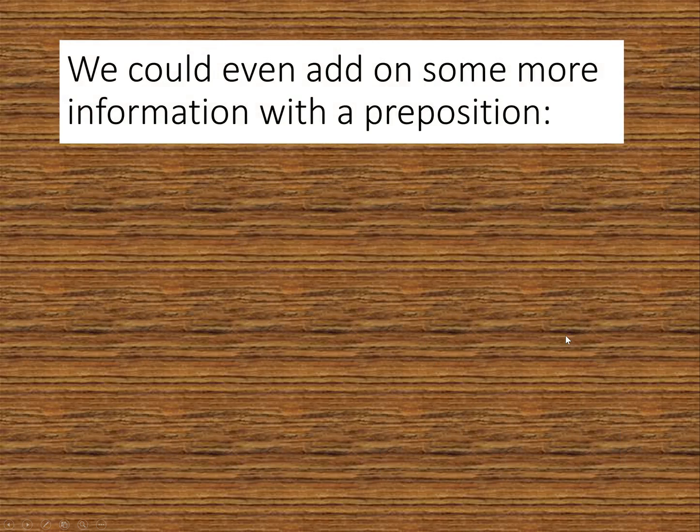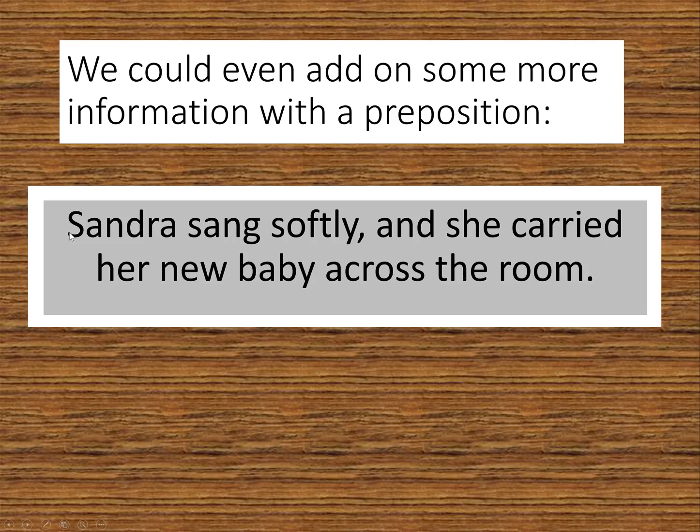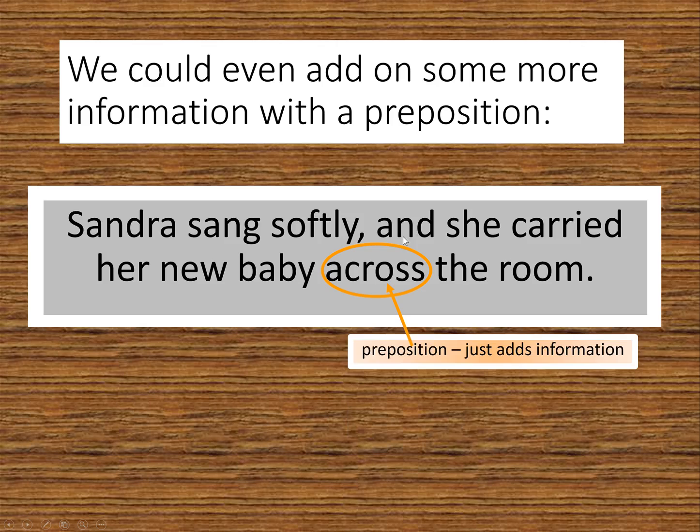All right, so we could even add on some more information with a preposition. So we're going to make that sentence I just shared with you a little bit longer with some extra information at the end. So here we go. Sandra sang softly, and she carried her new baby across the room. So I don't know if you could see where the preposition is, right? The preposition is that word that we use to start off that little bit, those extra few words at the end. So our preposition is this word across. So again, a preposition, it just adds information.